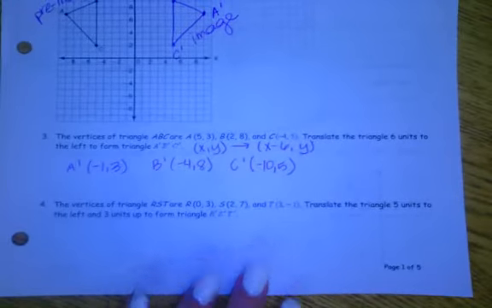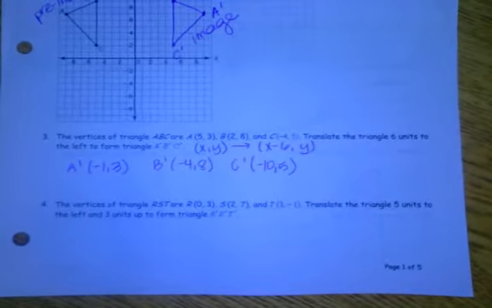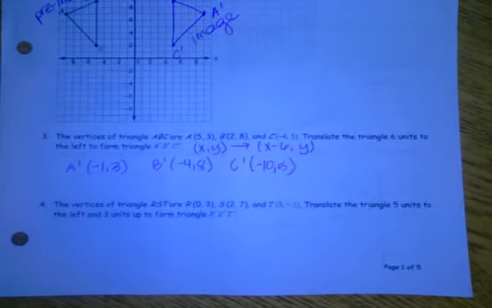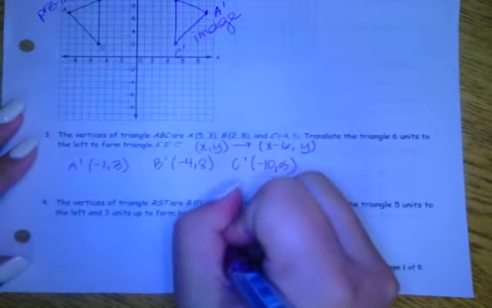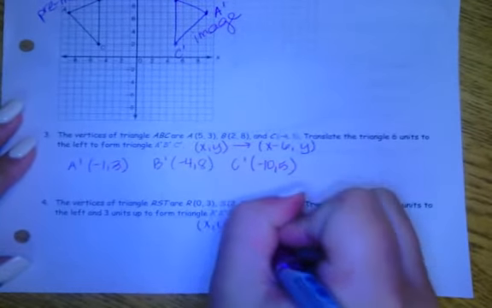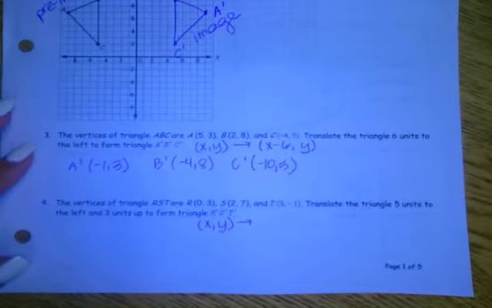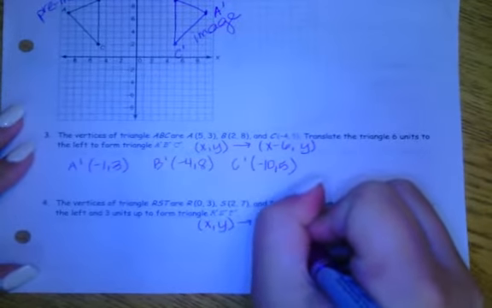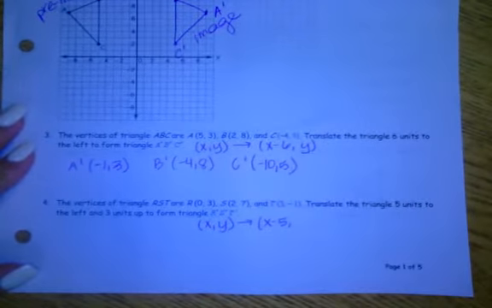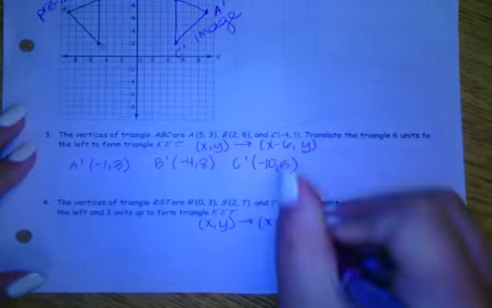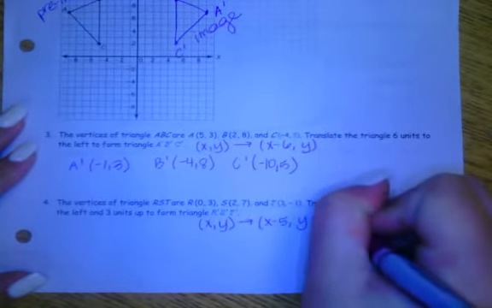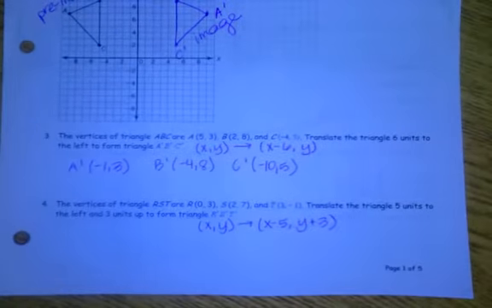Alright, number 4. The vertices of triangle RST are as follows. Translate the triangle 5 units to the left and 3 units up. Kenley, what would be coordinate notation? X minus 5, Y. Y what? Plus 3, because we're moving up. So X minus 5, Y plus 3.